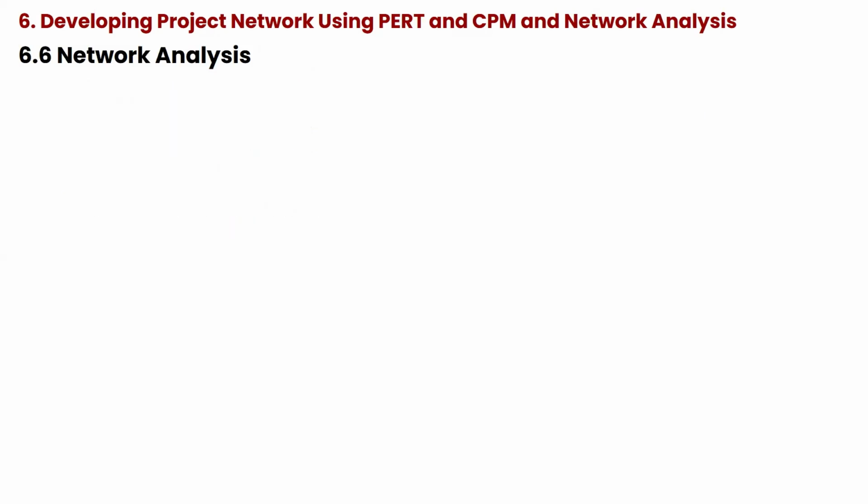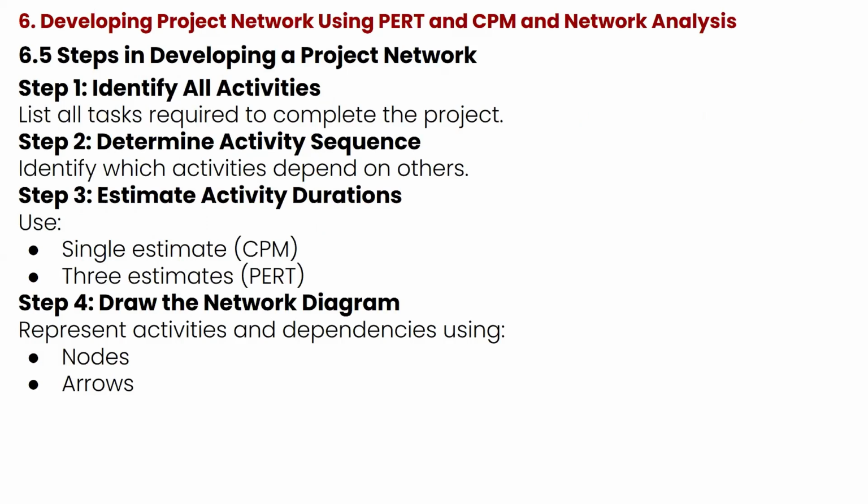This is what I have here as well. Okay, I think this was where I stopped yesterday. So I said steps in developing a project network. Number 1, identify all activities and list all tasks required to complete the project. Number 2, determine activity sequence. Identify which activity depends on others. Number 3, estimate activity durations using what we talked about yesterday, CPM or PERT approach.